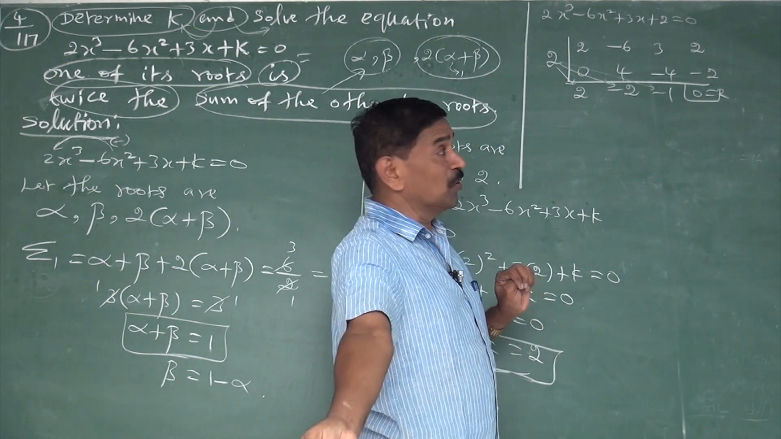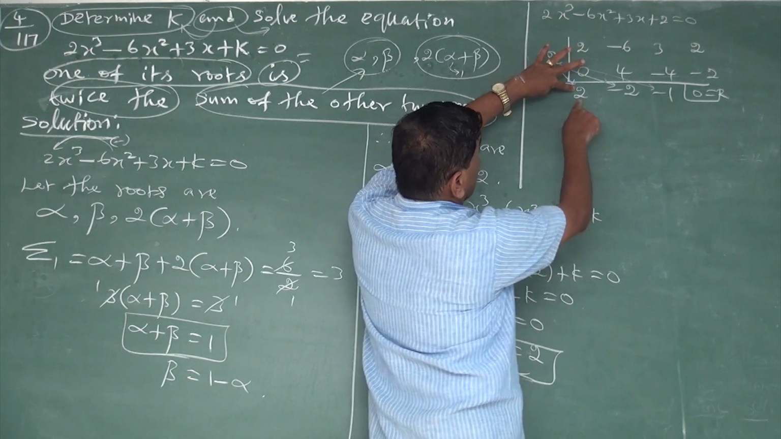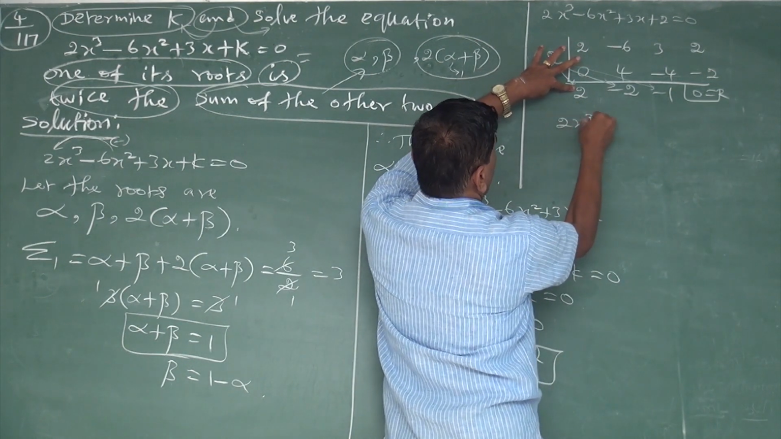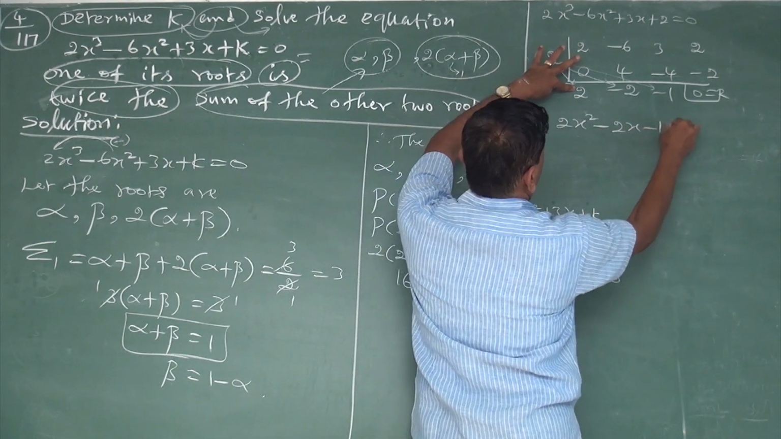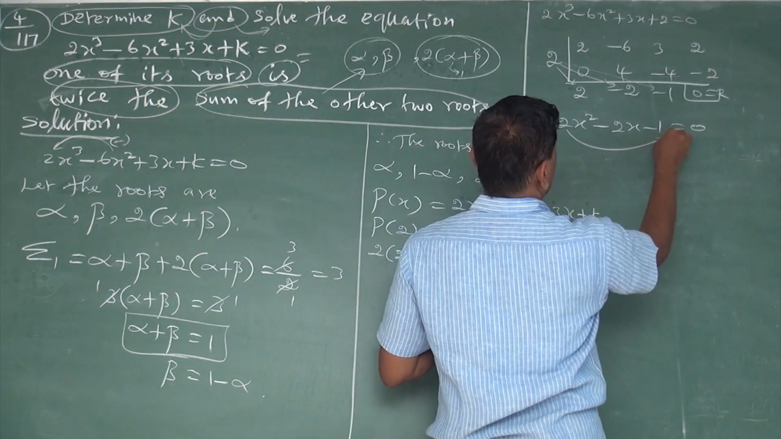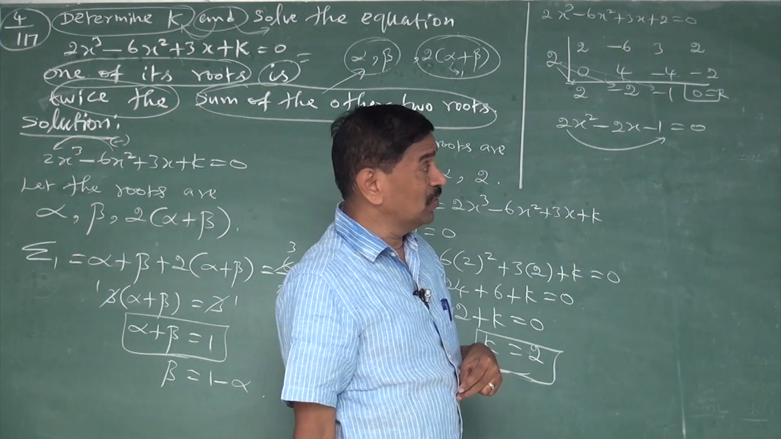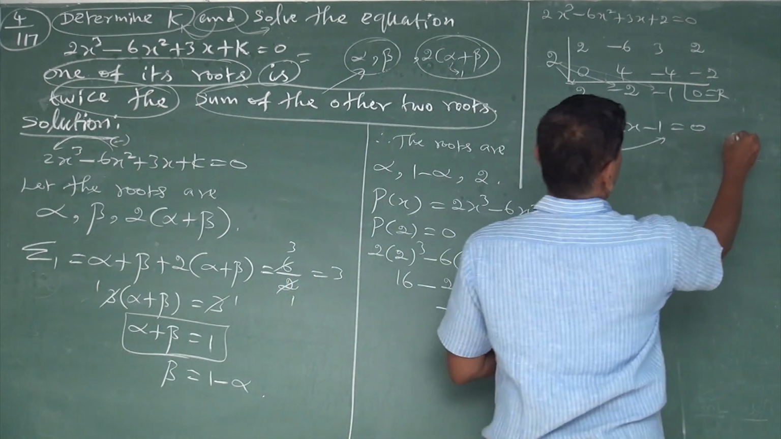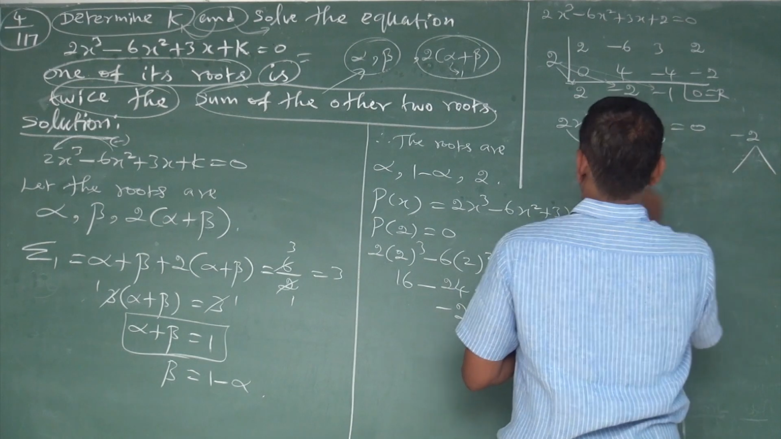Now consider the base. The base gives a quadratic equation, that is, x square, x, a constant: 2x square minus 2x minus 1, which is equal to 0. Now x square coefficient into the constant: minus 2. Do the rough work. Minus 2. Factorization.